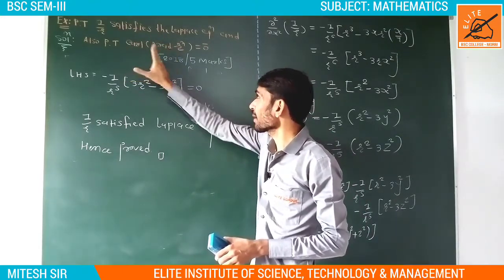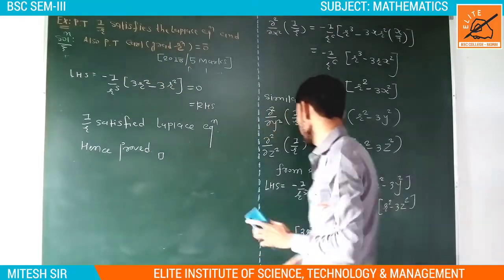Now to prove curl of gradient of r⁵n is equal to the zero vector. So let's see the solution of the second one.